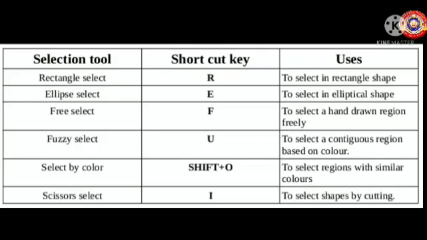Then, Fuzzy Select. Shortcut key U. Is used to select a contiguous region. Contiguous means regions sharing a common border based on color. In this chapter, we have selected the picture of children. Do you remember that using fuzzy select tool?